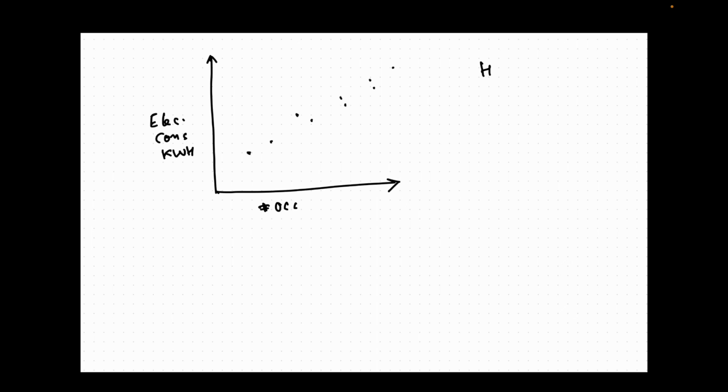So I'll be picking up one such hostel. Let's say I pick up hostel H. So this is the number of occupants, and this is electricity consumption in kilowatt hours. I have certain points, something like this. I would naturally think of modeling this with linear data, right? So let me give you a few options.